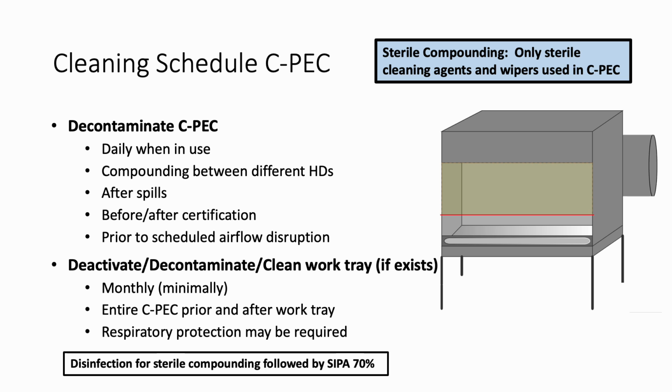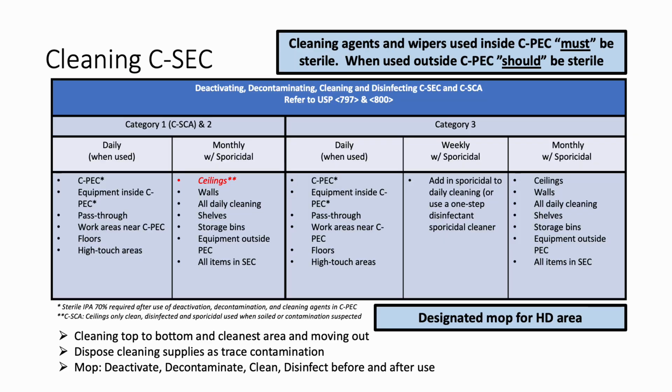Also, respiratory protection needs to be strongly considered in order to keep the employee safe. And then, of course, after using all these agents, we need to repeat by applying sterile IPA 70% to remove residues. When deactivating, decontaminating, cleaning, and disinfecting our negative pressure rooms themselves, we're going to follow the same process as described earlier in the presentation for non-hazardous drug compounding.